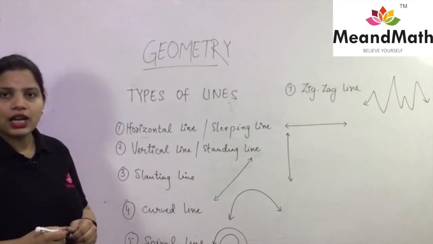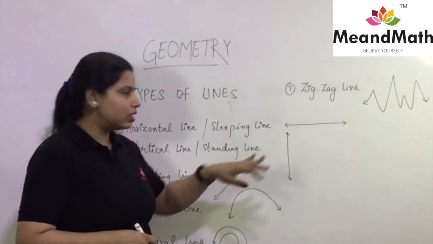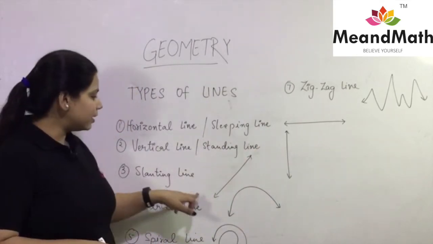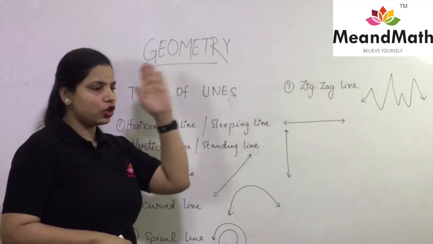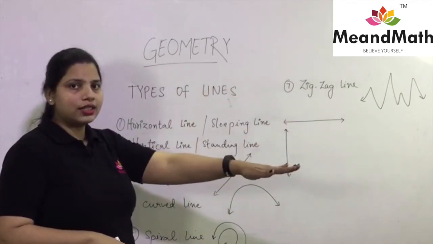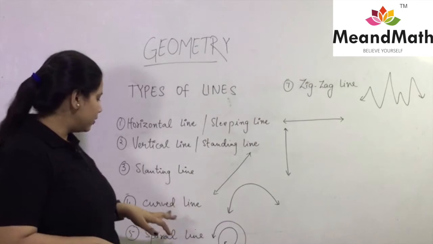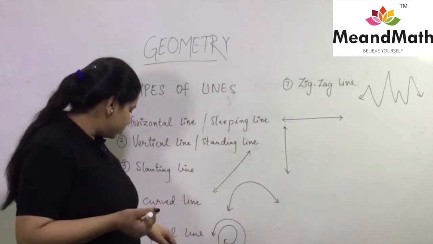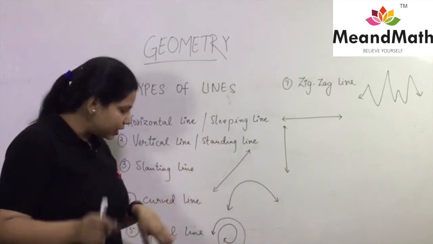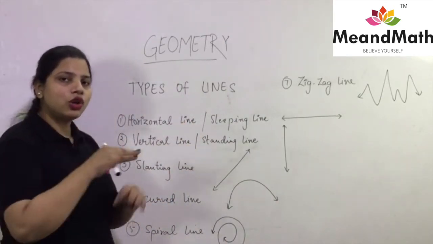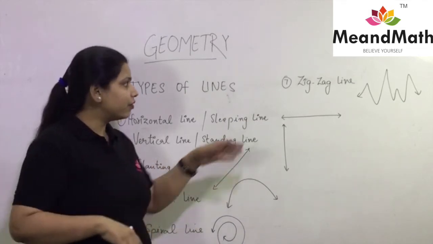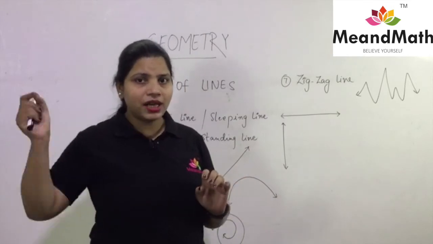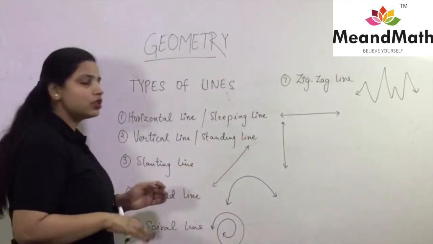So if you talk about lines, first is horizontal or sleeping line like this, then vertical or standing line like this, then slanting line inclined at some angle. It's neither straight nor horizontal, it's between standing and horizontal. Then curved line which has some curve, spiral which is rounded in shape, wavy line, it's not exactly straight, has some wave. Zigzag line has some peak turns. So this is all about line.